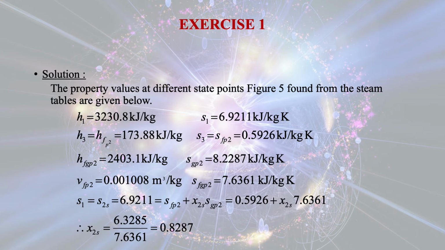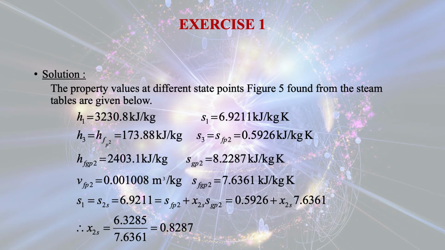and H3 equal to 173.88 kilojoule per kg, and S3 we get 0.5926 kilojoule per kg K. This is corresponding to the saturated liquid line, and HFG is 2403 kilojoule per kg, and the entropy at that particular point is 8.2287 kilojoule per kg K, and the specific volume at point 3 is 0.001008 meter cube per kg, and entropy at that point is also known.